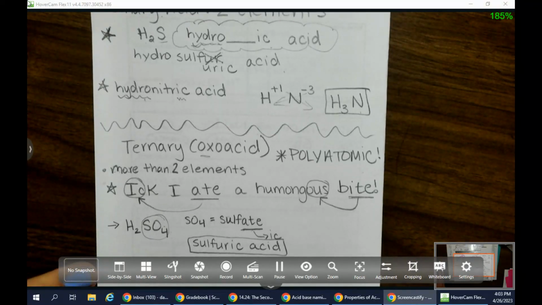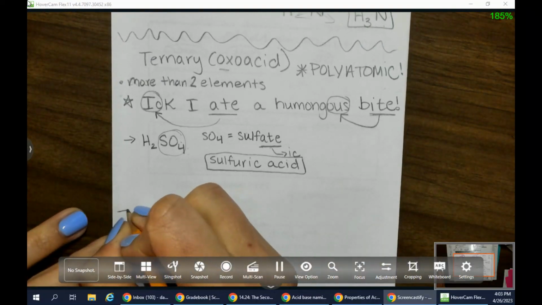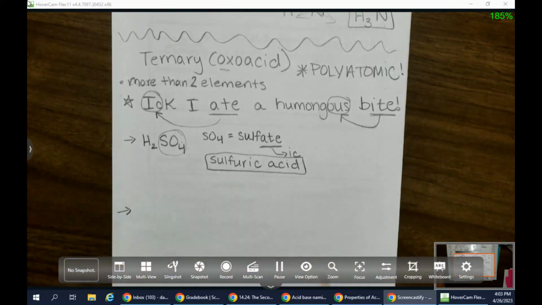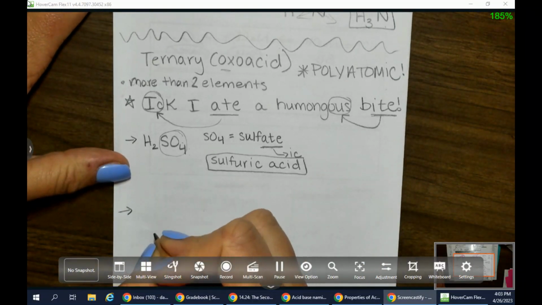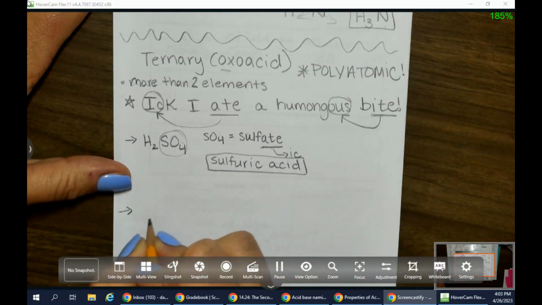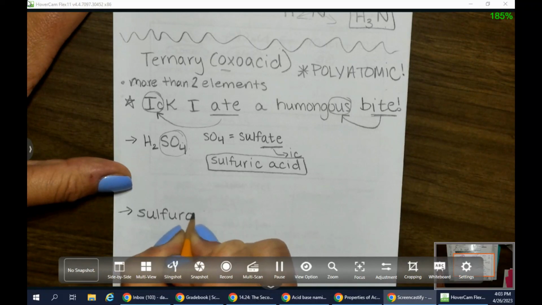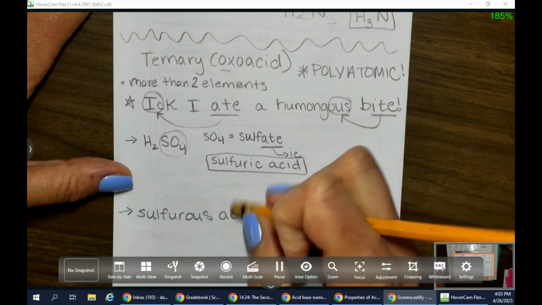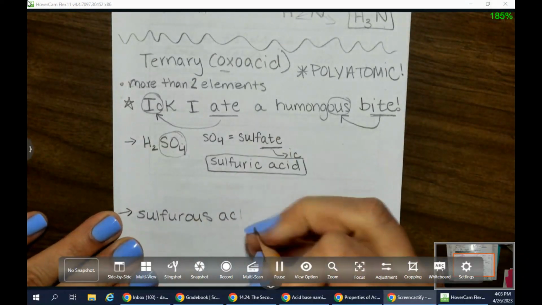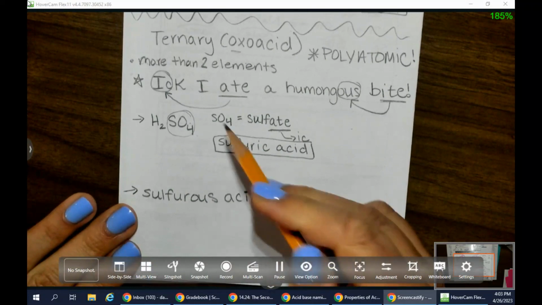All right, let's look at another example. I'm going to give you one where I'm giving you the name, and we're going to come up with the formula, just so you have one example on your page. If I have sulfurous acid, the first thing you notice is that it's an acid. Does it start with hydro? No, so that means it's ternary.